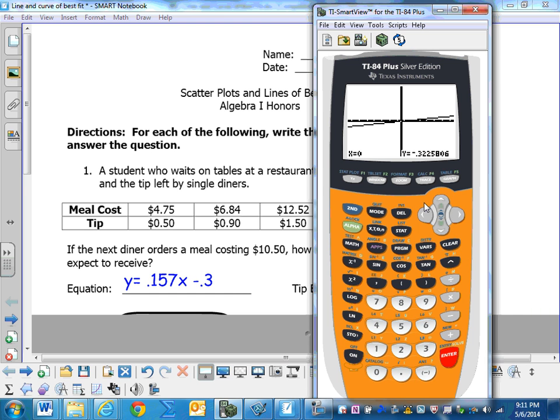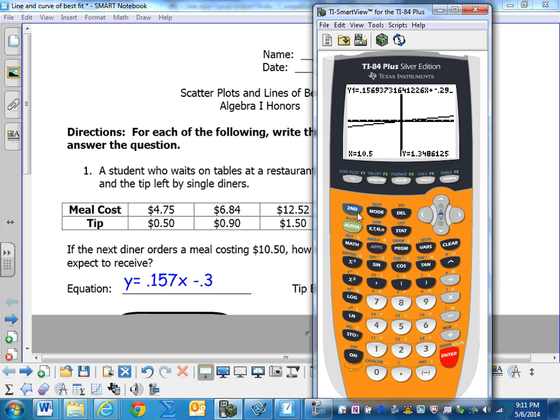And I'm going to try again to trace. Trace 10.50. And y, or my tip, is $1.35. So it worked that time because a value for x at 10.50 is in the window.